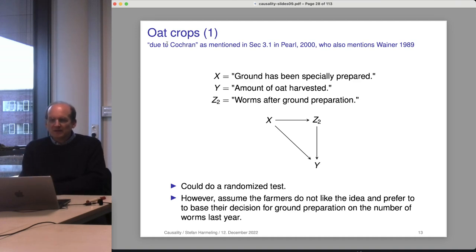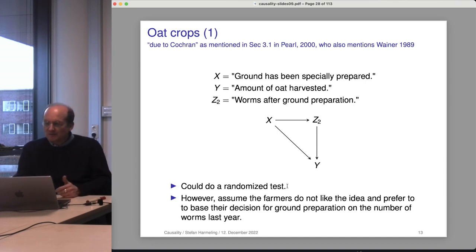It's an older story due to Cochran, as Pearl writes in his book, and he also quotes Wiener for that. So it looks like I'm quoting Pearl. Pearl quotes Wiener, and Wiener is probably quoting some Cochran for this story here. So here, in principle, to find out whether this ground preparation is doing any good for the outcome of the oat that gets harvested, we should do a randomized test. However, the farmers don't like this, so they have their own strategies of doing that trick. So we only have observational data.